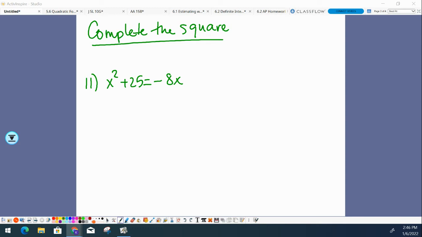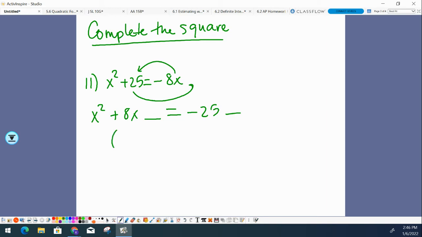So the first thing I want to notice, I want to move the 8x to the left side to be with the x squared. I'm going to move the 25 over. So I keep the x squared on the left. I'm going to add 8x to the left side, leaving a blank, equals, I'm going to subtract 25 to the other side.